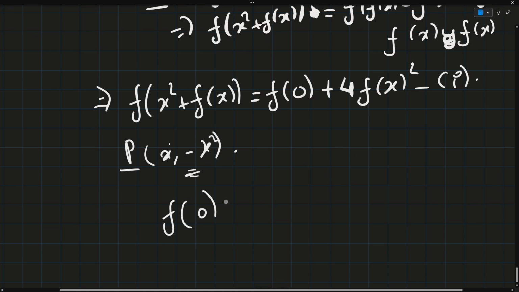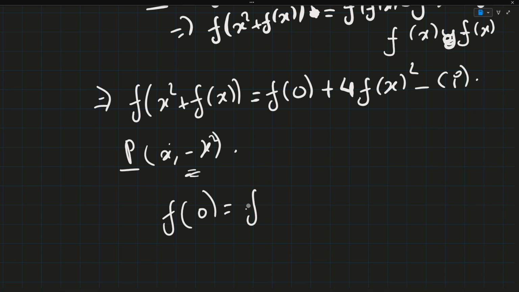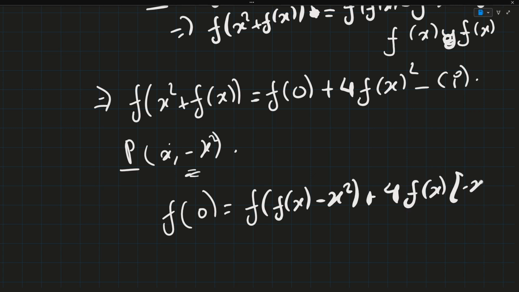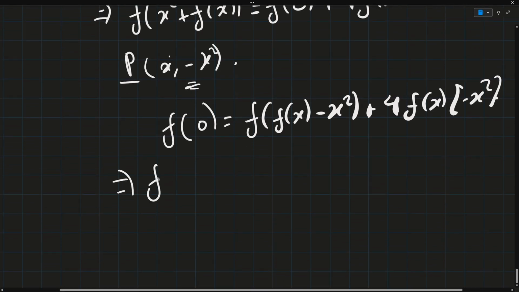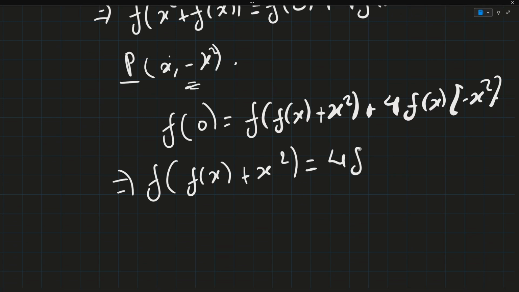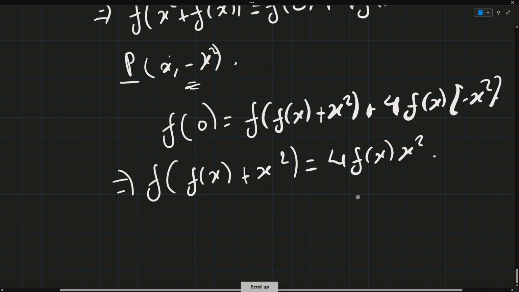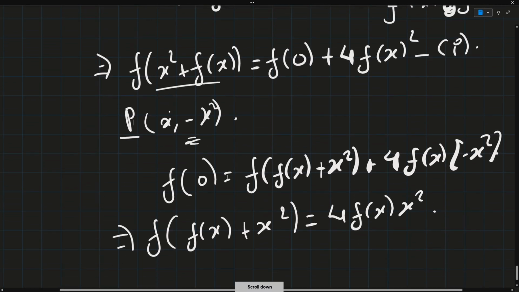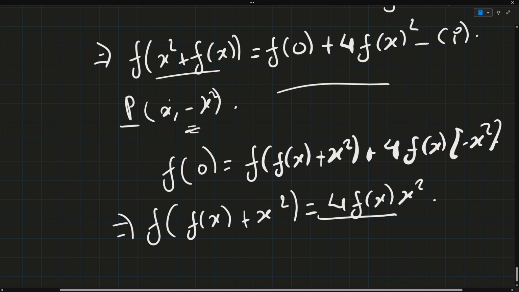f of 0 equals f of x minus x squared plus 4 f of x times minus x squared, which implies that f of x plus x squared is equal to 4 f of x squared. Now if you see, the LHS here and here is equal, so these two must also be equal.